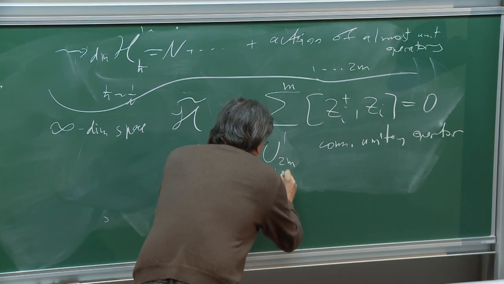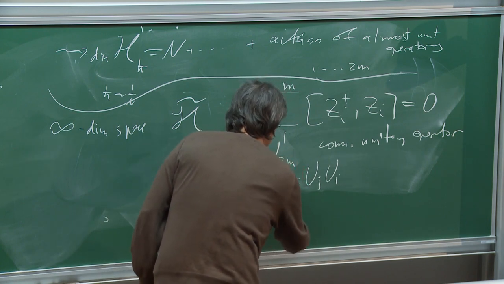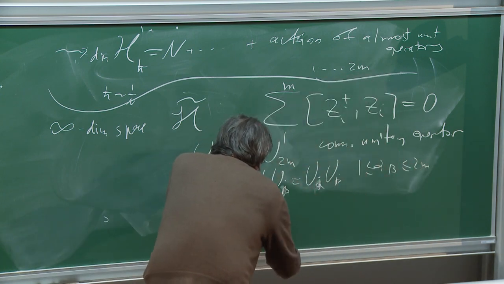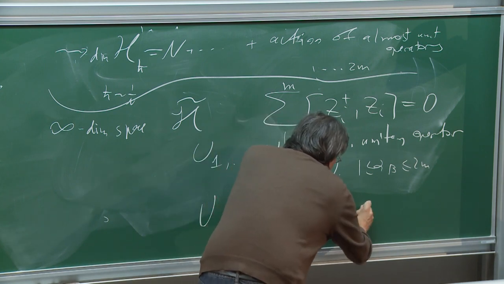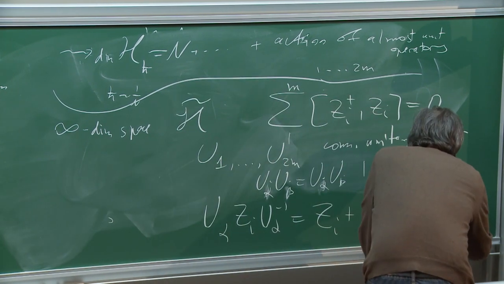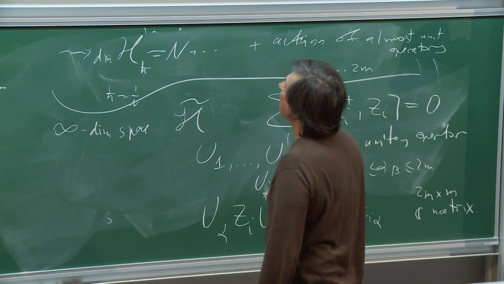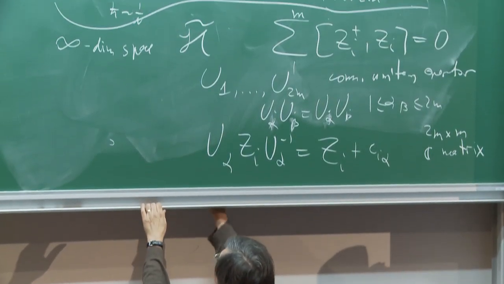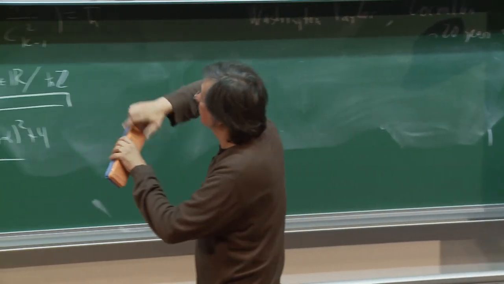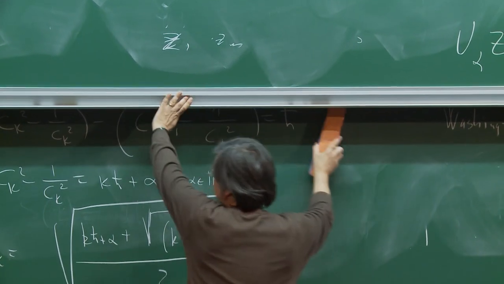And so U_i U_j is U_j U_i. And if we conjugate, maybe called alpha, beta, because they are completely different indices, alpha, beta from 1 to m, we then consider U_i Z_alpha U_i inverse, you should get Z_alpha plus some constant e_i alpha, the inclusion of the lattice in C^m. We get a certain 2m by m complex matrix. Z are coordinates on C^m, kind of classical coordinates, and these will have shifts.